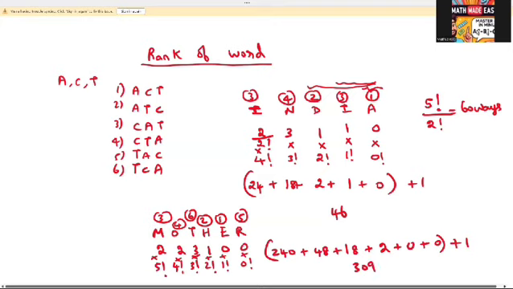This 6-letter word has 6 factorial ways of arrangement, so in the 720 possible words, 309 will be the ranking of the word MOTHER.